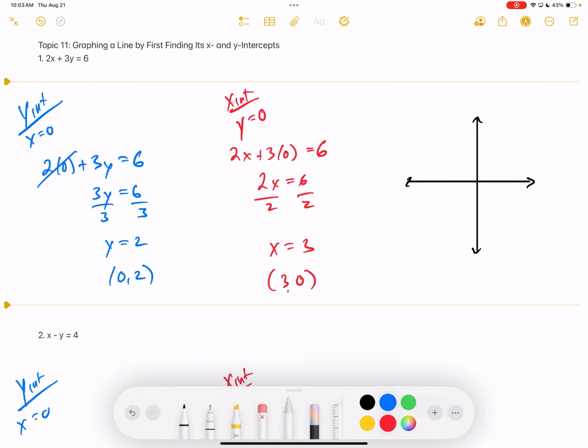Okay, so to graph these, my y-intercept is 0, 2 and my x-intercept is 3, 0, I'm sorry, 3, 0. And then I can graph it. So 0, 2 and 3, 0.